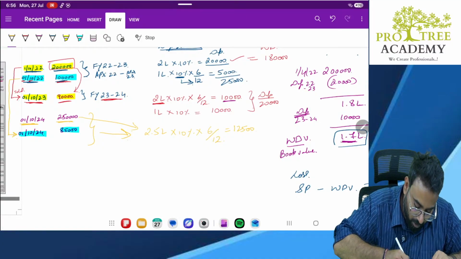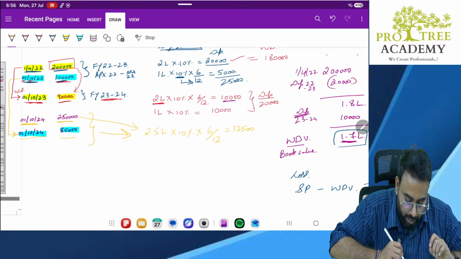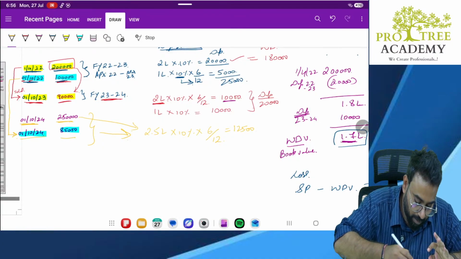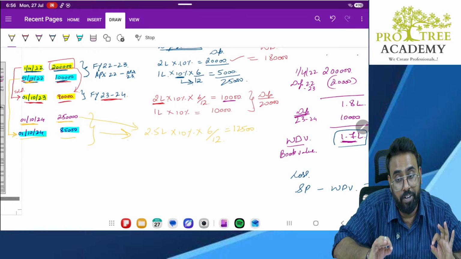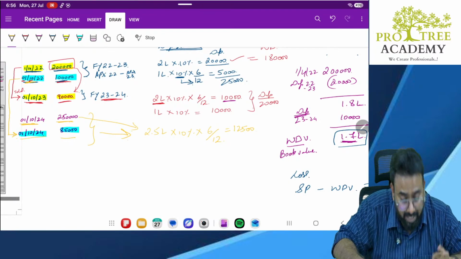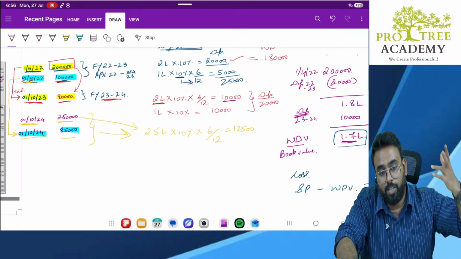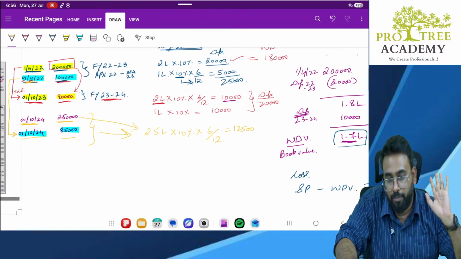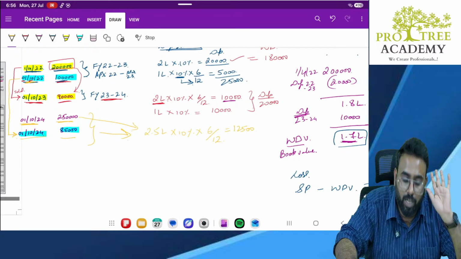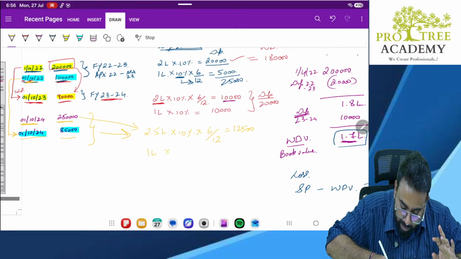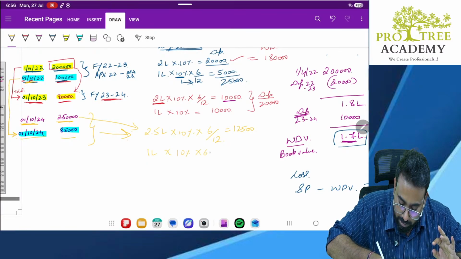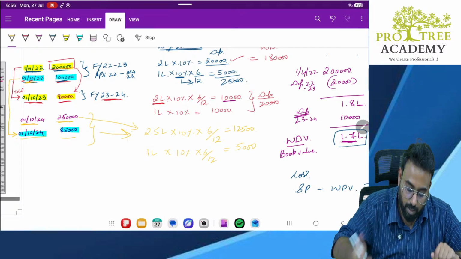Okay. Now coming back to this asset. Sir, this asset was purchased on 1st October 2022 but got sold on 1st October 2024. That means, have we used that asset for the entire year? Answer is no. We have used that asset for only 6 months. So depreciation will also be charged for only 6 months. So what is the value? 1 lakh into 10% into 6 by 12. That will be 5,000. Am I right?